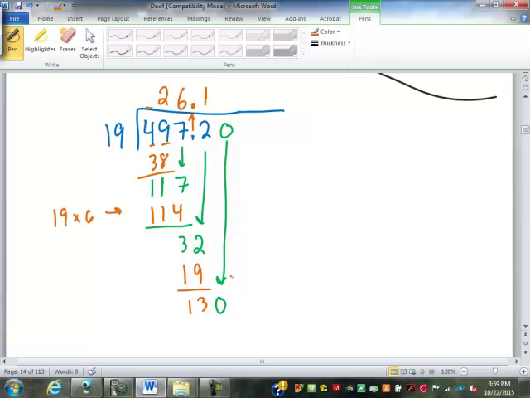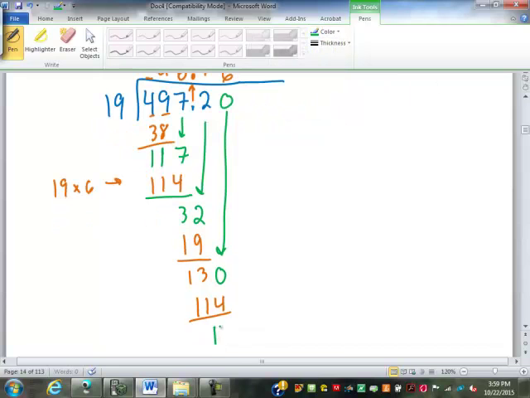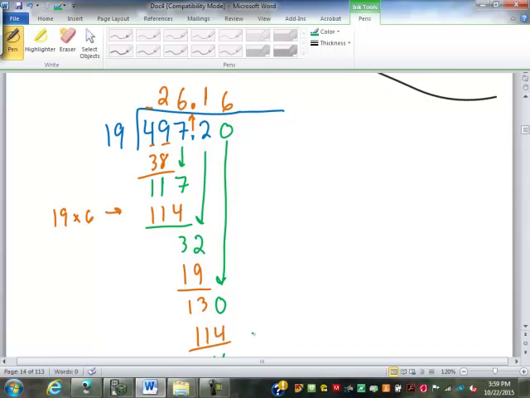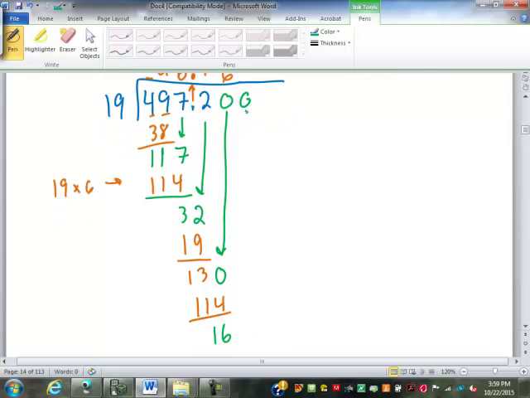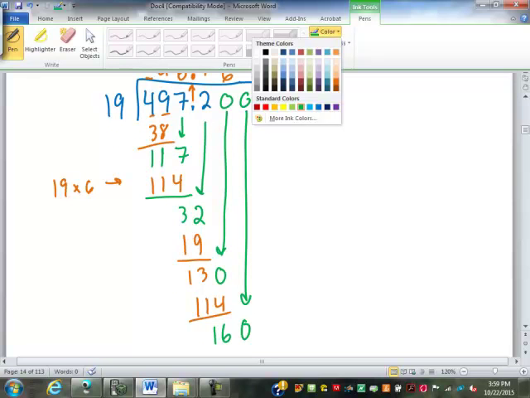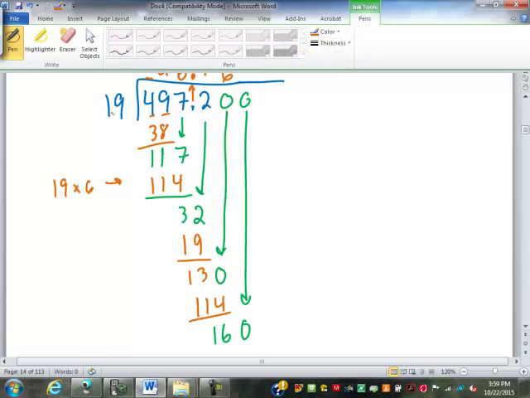Okay, so 19 goes into 130 6 times. 6 times 19 is 114. We subtract to get 16. Are we done? We're to the hundredths. No. Add a 0 and bring it all the way down. One more 0, bring it down. And then that would be an 8 at the top.